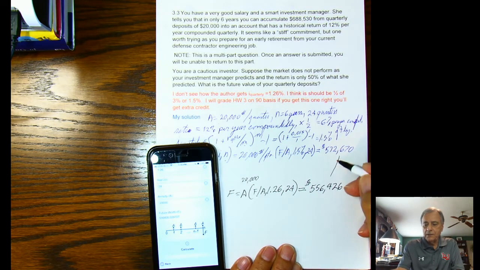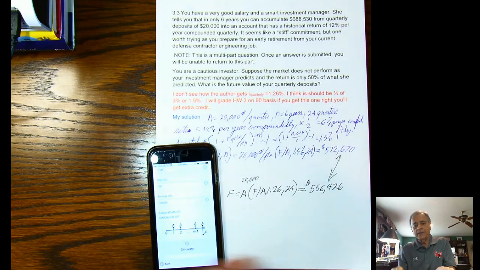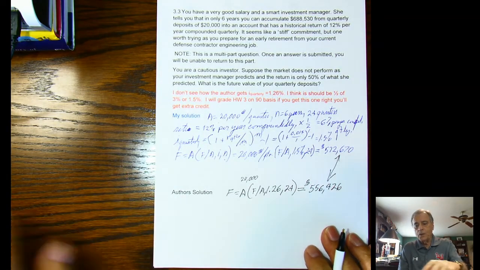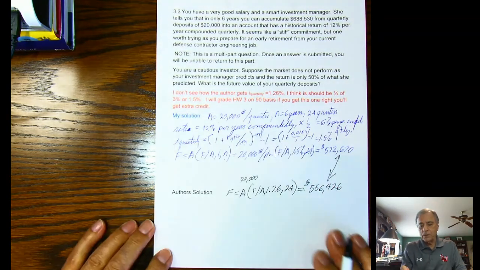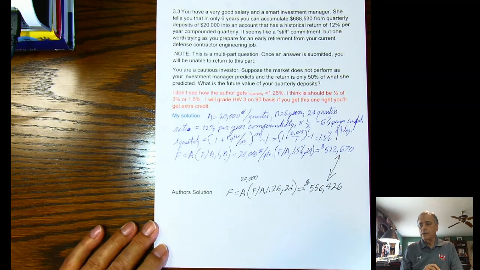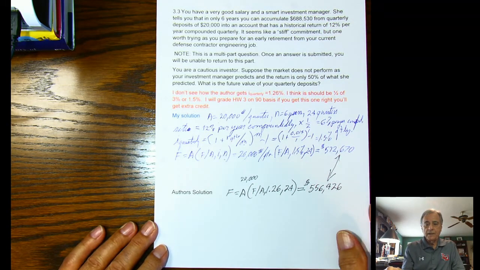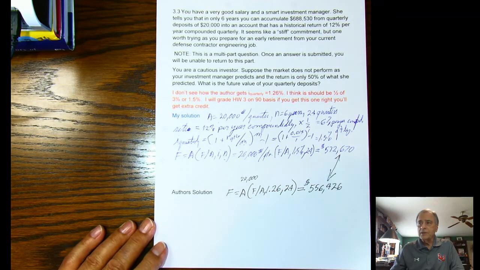This is a little bit of a discrepancy here because I'm using 1.5% for the quarterly rate, and the author used 1.26%. So that will conclude this problem.